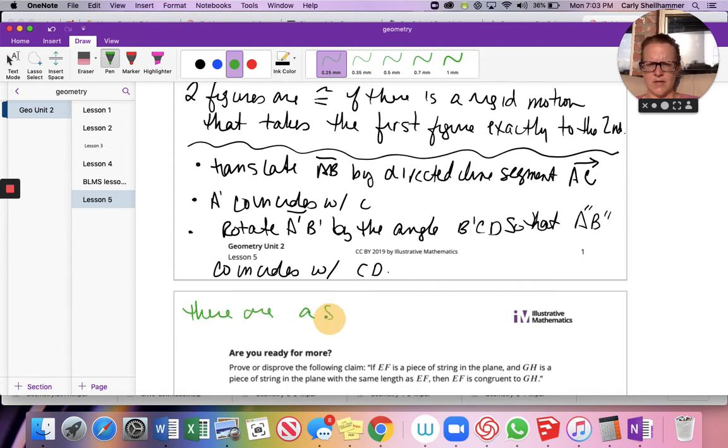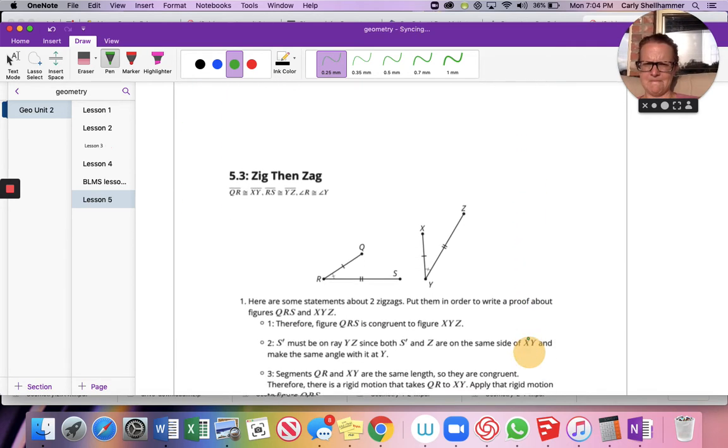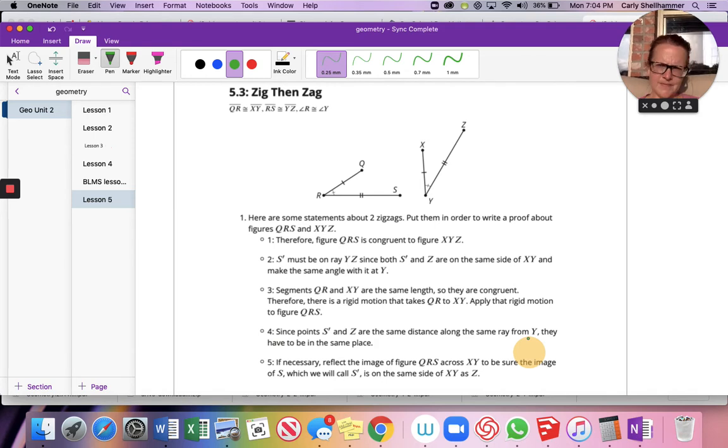There are a sequence of rigid motions that take segment AB onto segment CD. Therefore, they're congruent. Okay? All right. So let's try this next one.